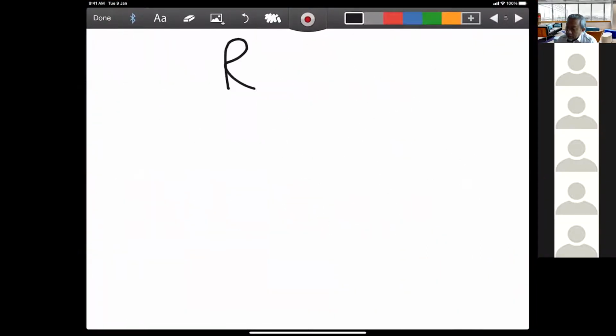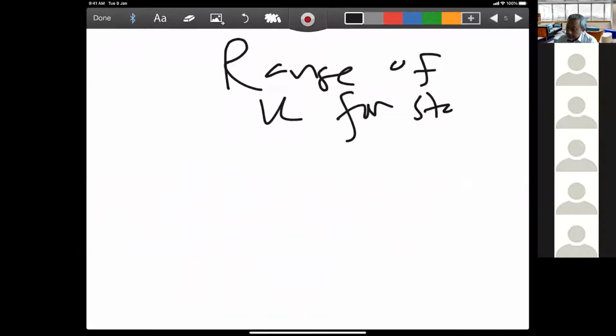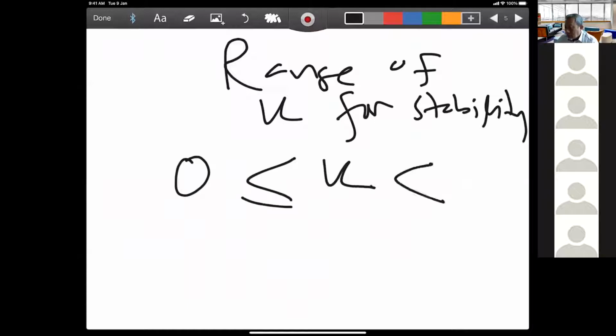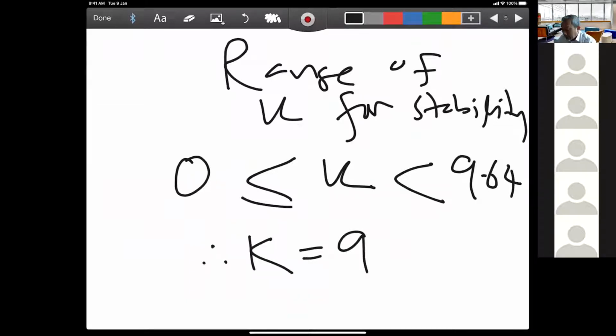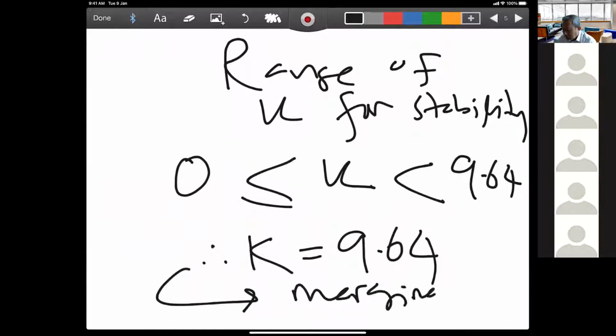The range of K for stability will be 0 < K < 9.64. But in the notes, 9.65, more or less, is the same. So if K is equal to 9.64, this means that the system is marginal, critical.